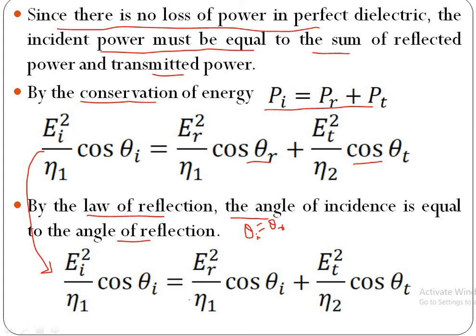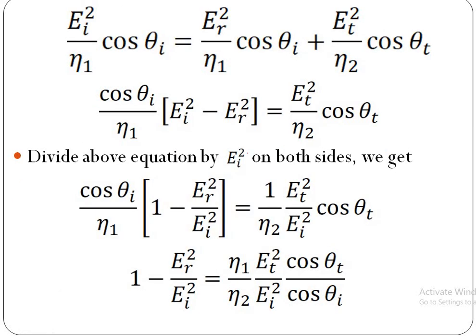Now take this to this side and take this to this side. Then this becomes minus and this is equal to. Now cos theta I by eta 1 is common. Take it as common. Cos theta I by eta 1 into Ea square minus Er square is equal to Et square by eta 2 into cos theta t.